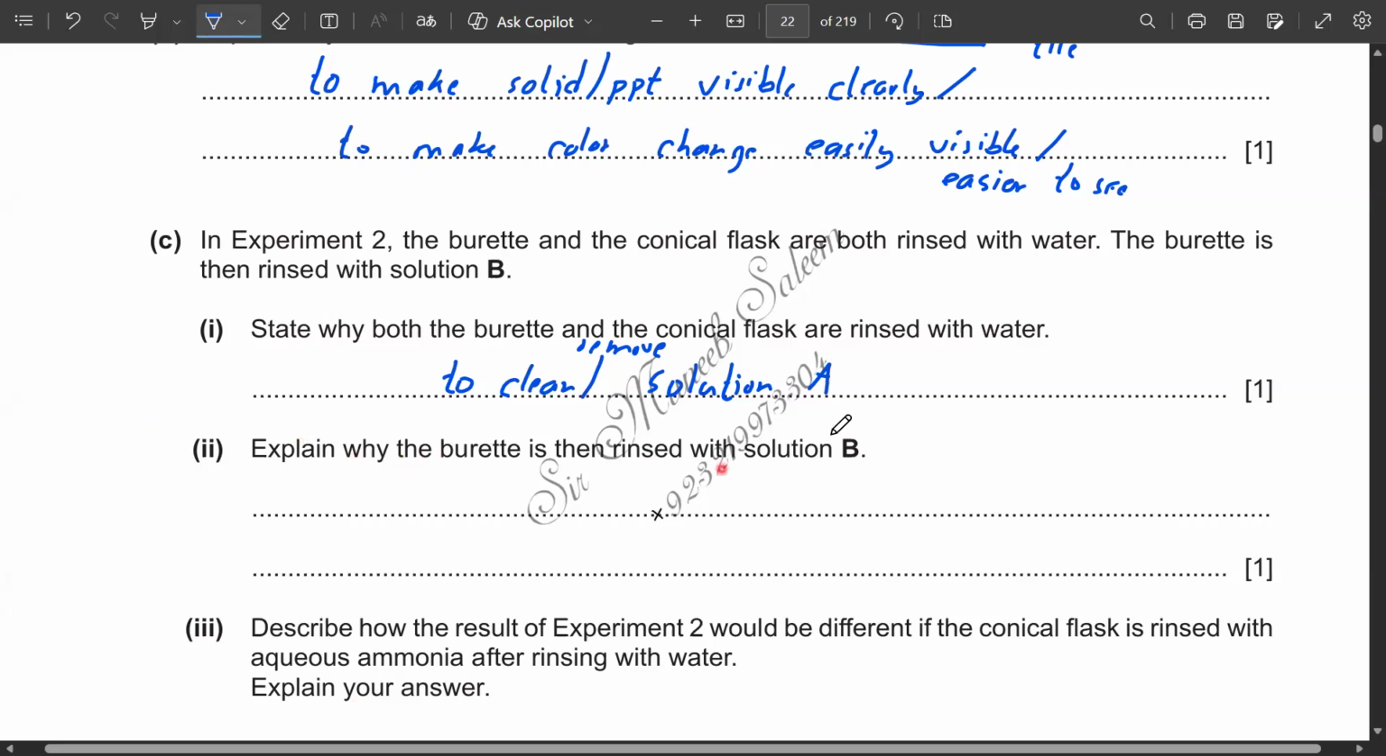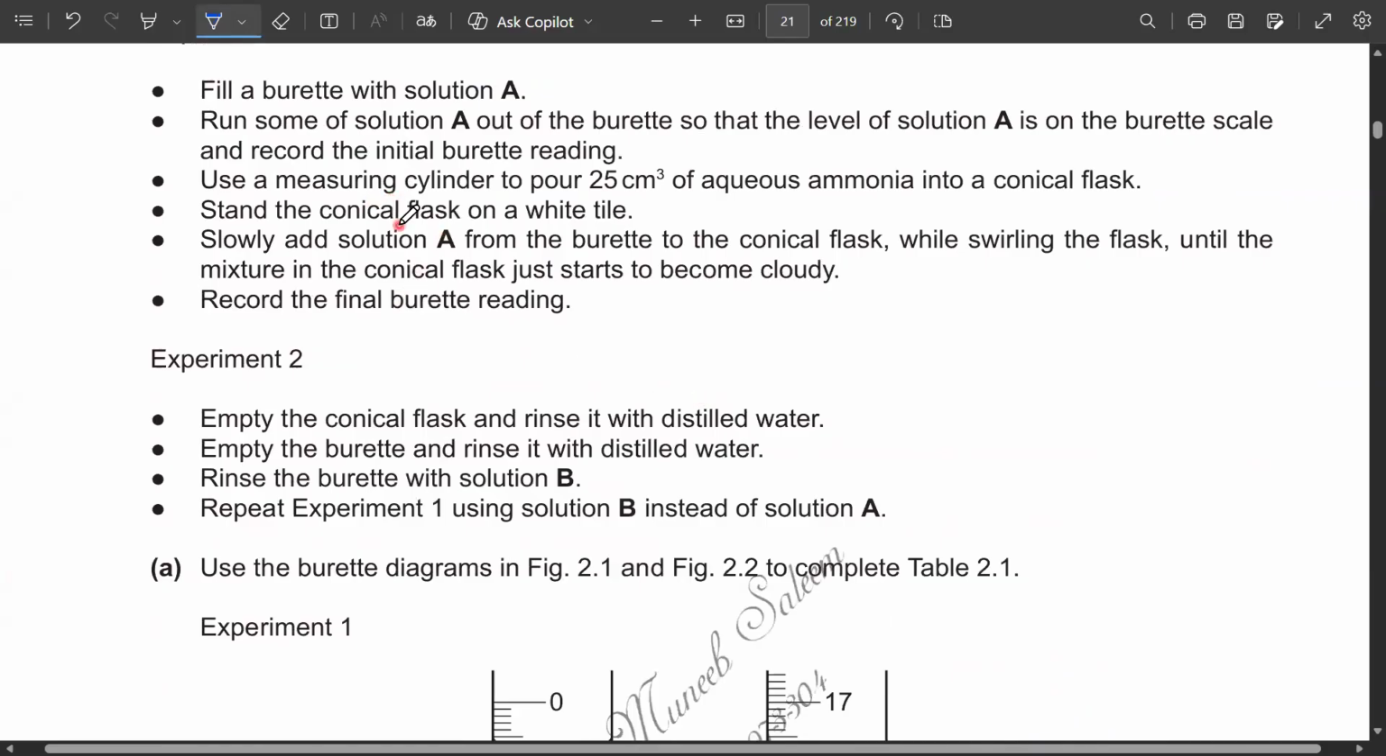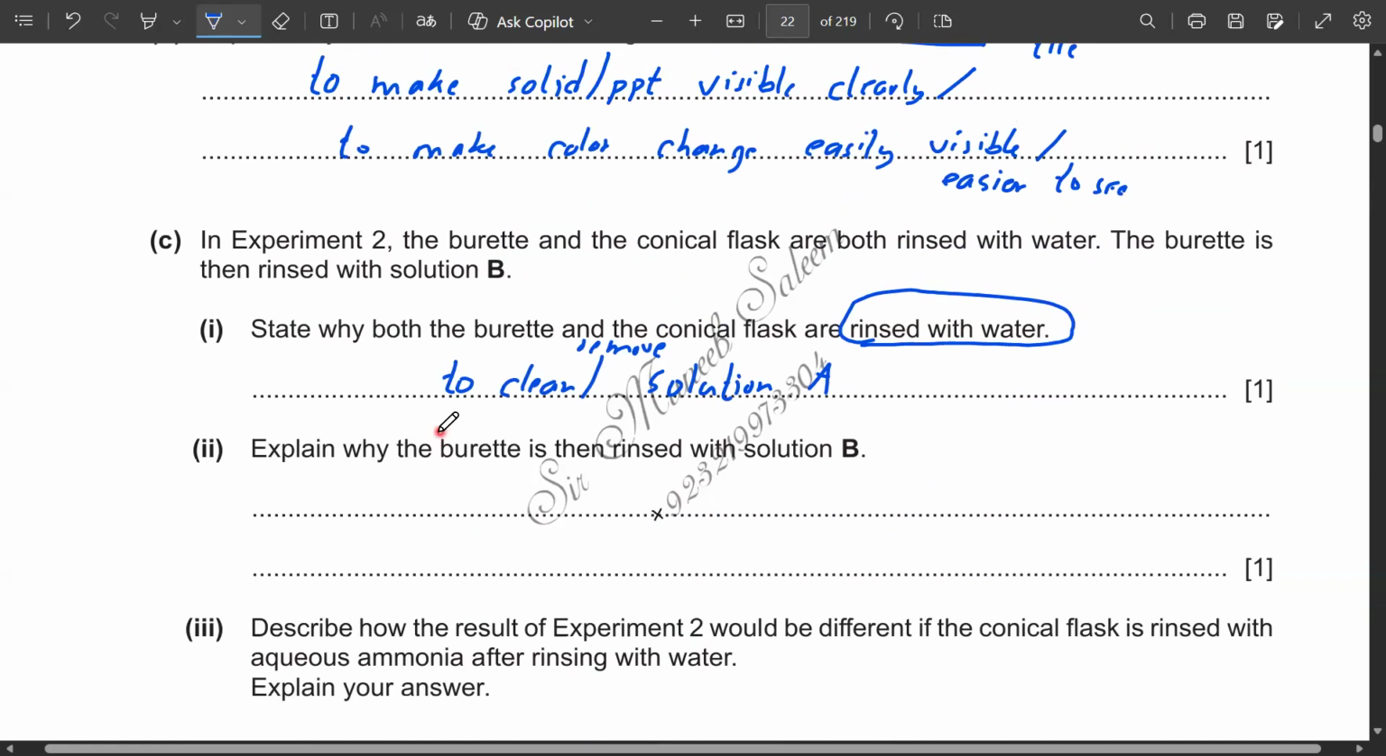Second says explain why the burette is then rinsed with solution B. Okay, so in solution B we have a different concentration. That difference of the solution, before doing that we use the water. The same apparatus, which in our case is the burette and the conical flask, both of them. Basically, we added the solution A and B in the conical flask. So the conical flask would have some amount of the water present during the rinsing. Burette and conical flask both had some sort of the water present. These were in the form of droplets. Droplets of the water were there.